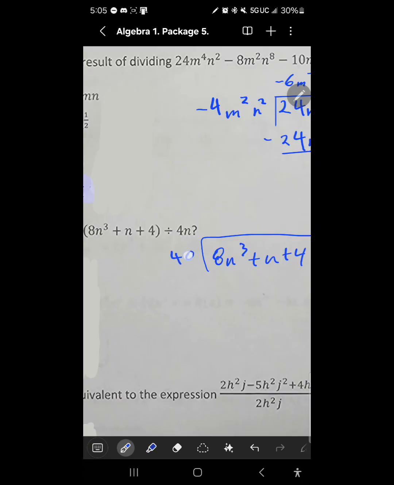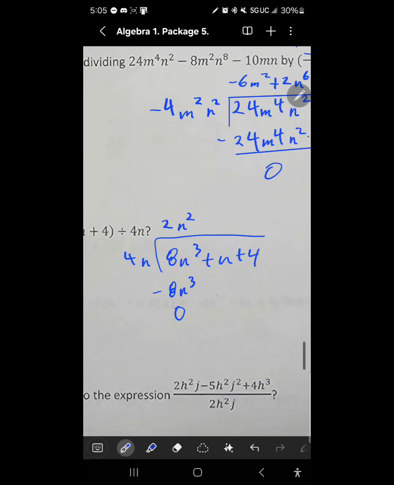So a divided by 4 is 2, and 3 divided by n is n squared. So this is 8n cubed. We put the negative sign, this is 0. Now n divided by 4, like 1, we do not have a number here, so 1 divided by 4 is just 1 over 4, and it is positive, so 1 over 4.